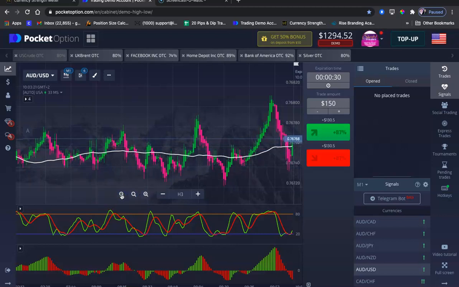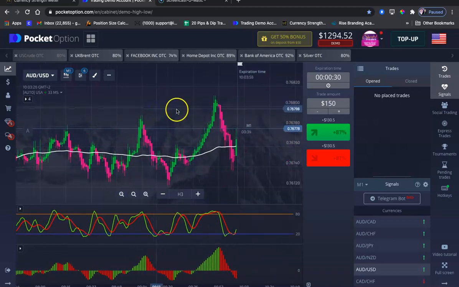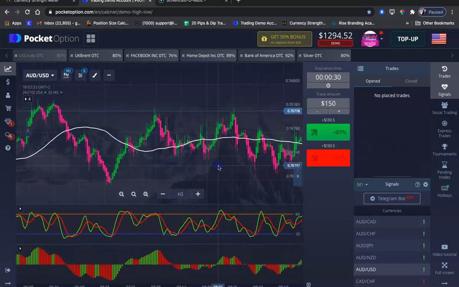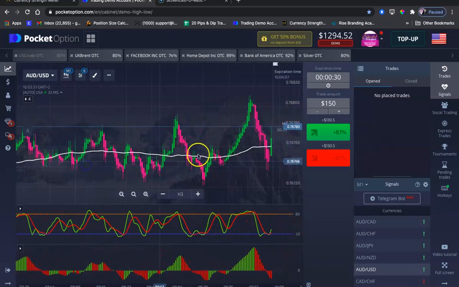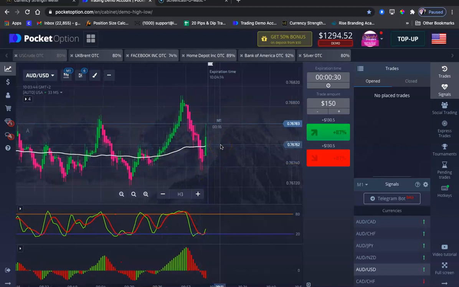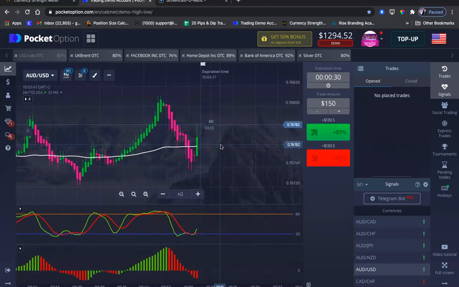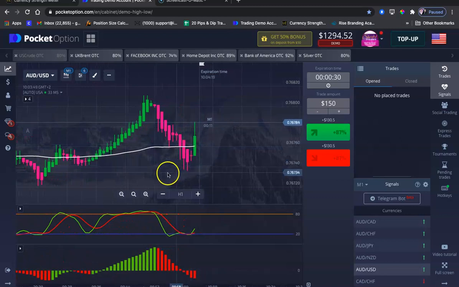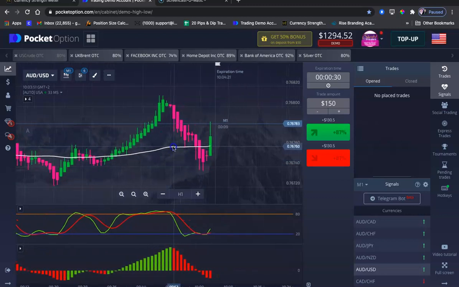I guess it's as small as it will go, but I don't think so. I think it's just frozen. Okay, let's see. Okay, so as small as it will go right now. But as you can see, the trend is basically consolidating on this pair. But there is some up and down movement, right? So it's enough to be able to trade. You don't have to have a ranging trend before you can take a trade here.